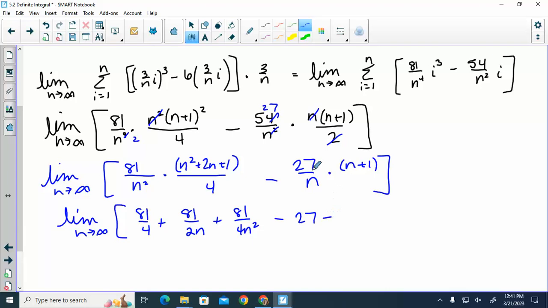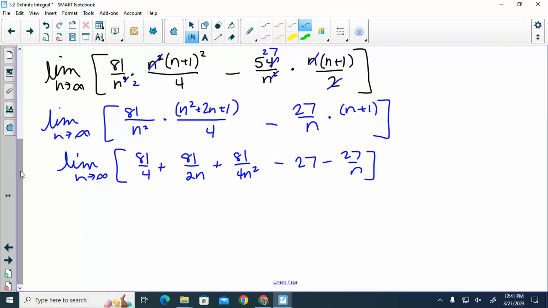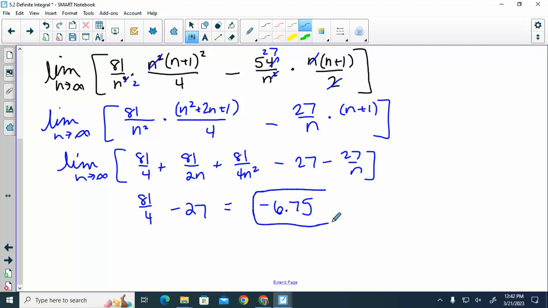So minus 27 minus 27 over n. And now we're in good shape because anything with an n on the bottom goes to 0. So we get 81 over 4 plus 0 minus 27, which is what? So our approximation wasn't perfect, but it wasn't horrible either.